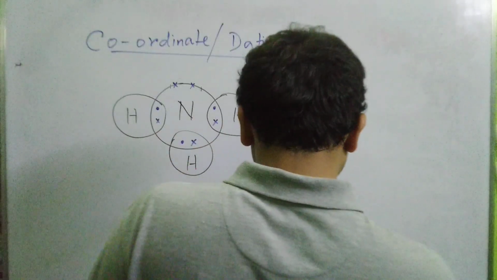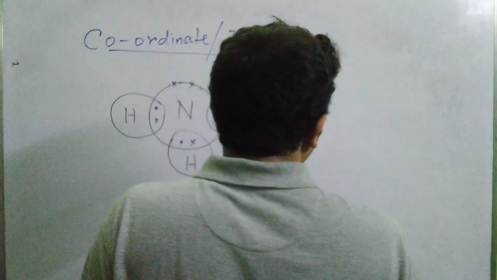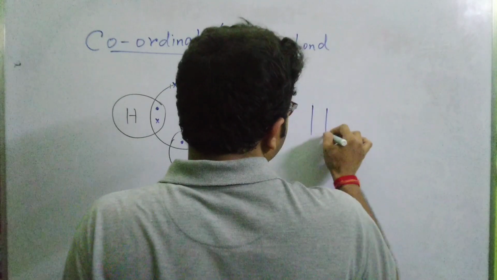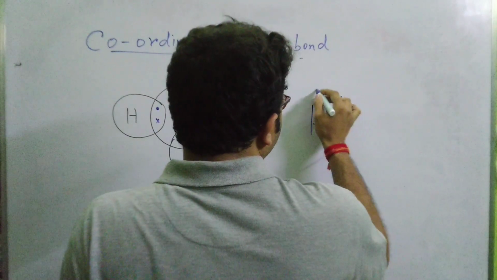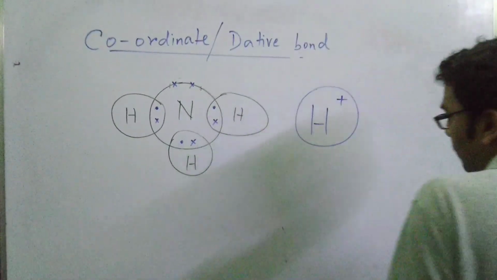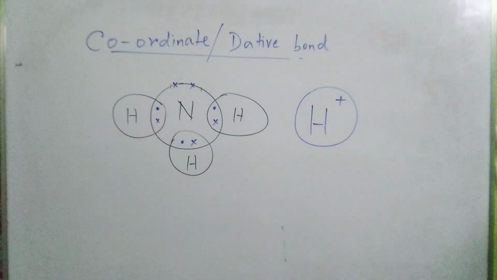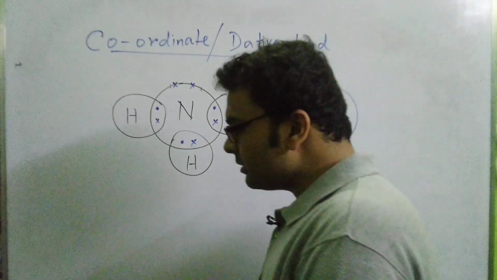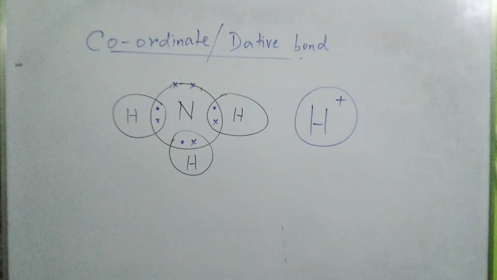Okay, so this is a neutral molecule. Now say a hydrogen ion, H plus, comes near this ammonia molecule. What happens? This hydrogen ion has no electron in its outermost shell.